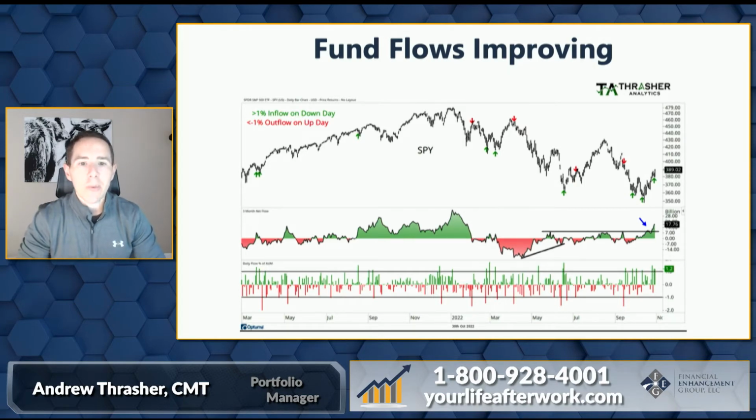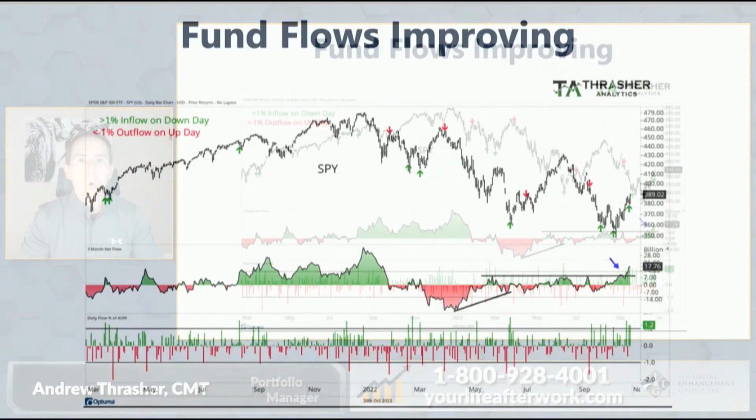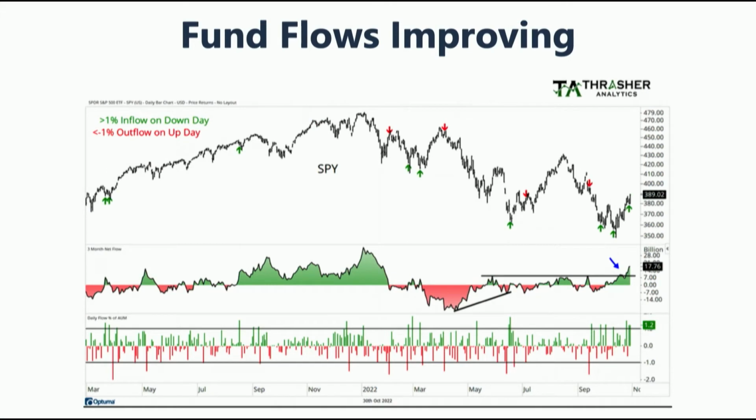On the chart here, we have the ETF on the top part. We have a 3-month rolling net flows in the middle. As that indicator turns green, that means we're seeing more money going in over the last 3 months than out. And in the bottom, we just have the daily change.